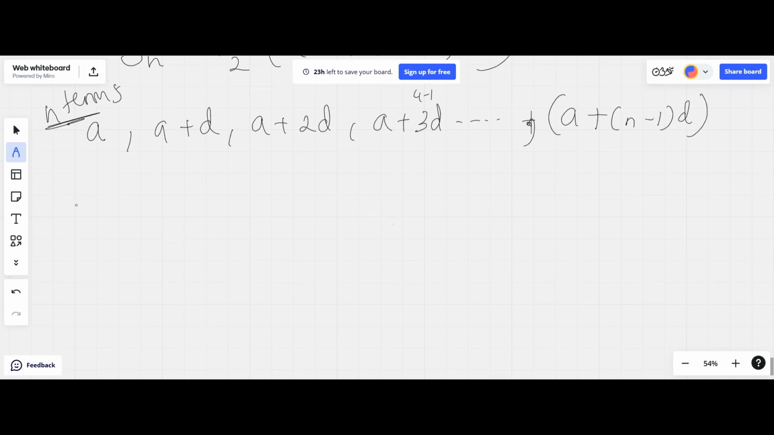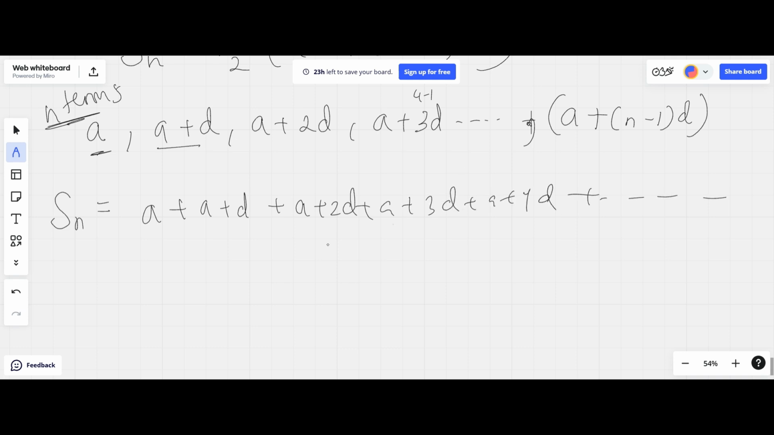So if you want the sum, what you should do is add all of this: a, plus a plus d, plus a plus 2d, plus a plus 3d, next a plus 4d. Likewise you have to add it, and finally you will have a plus n minus 1 d. If you add all this you will get the sum.